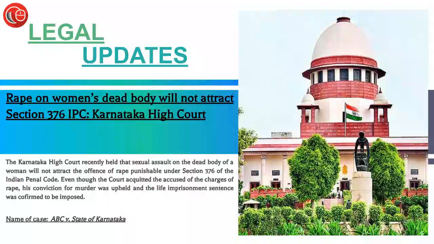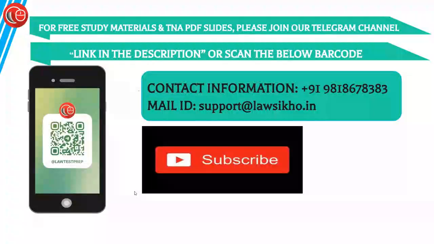The Karnataka High Court has recently held that sexual assault on the dead body of a woman will not attract the offence of rape, which is punishable under Section 376 of the IPC. Even though the court acquitted the accused of the charges of rape, his conviction for murder was upheld and the life imprisonment sentence was confirmed. The name of this particular case is ABC, because the appellant's name was hidden in the order, versus the State of Karnataka. And this has brought us to the end of the TNA for today.